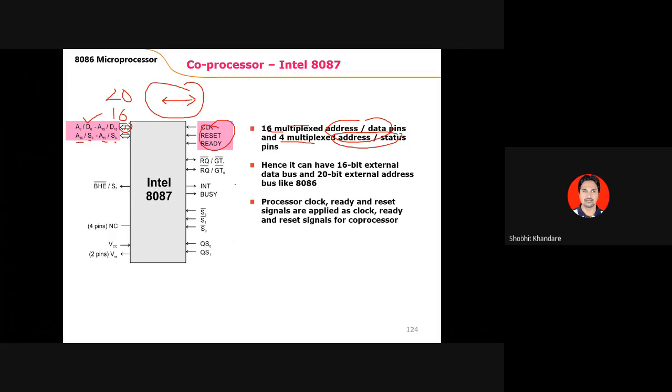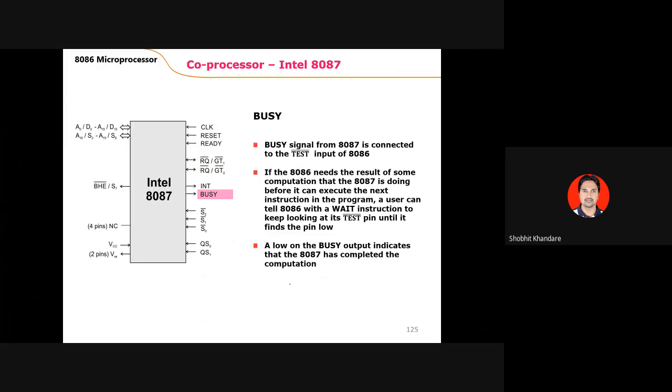Even you are familiar with this RQ and GT, request and grant. So these pins we have already studied while explaining the 8086. If you want the detailed understanding, you can go with this. The important thing which I need to explain here about BZ is that the BZ output is used as the test bar input of the processor. So this is important.